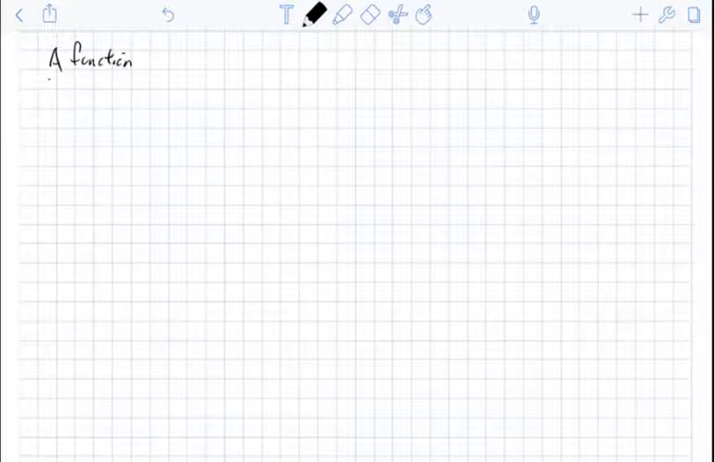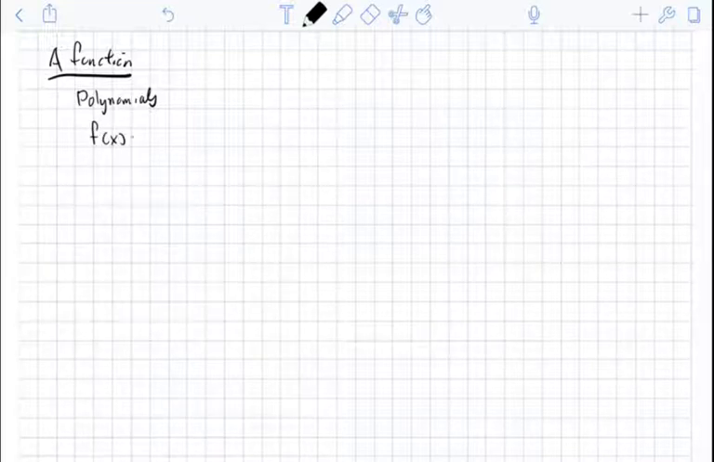So I'm not going to mince the truth. You've already seen a function. Polynomials are a type of function. In fact, you know how we were naming polynomials? The reason we usually start their names with the letter F is because of functions. This is a function of x.